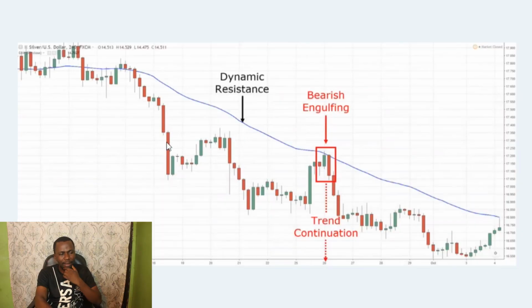In the next example we are going to look at here, you look at the market structure again. You can see the market is in a downtrend.